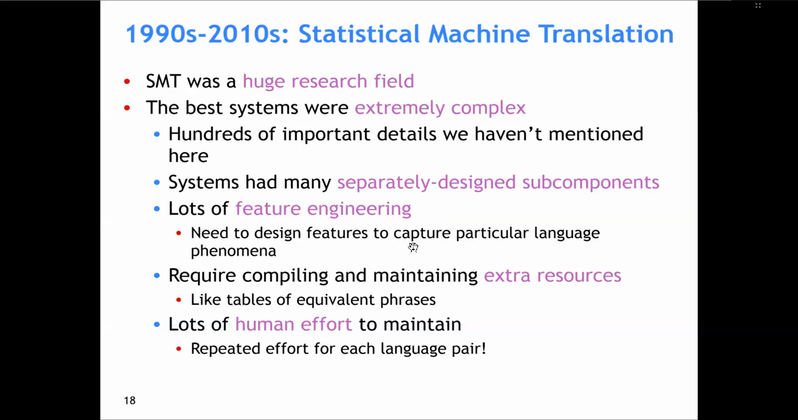So to maintain this complex system, it requires lots of human effort, as you can imagine. And also usually you need to maintain extra resources, right? For example, keeping track of what the equivalent phrases are. So it's really lots of human effort to maintain a good system like this.